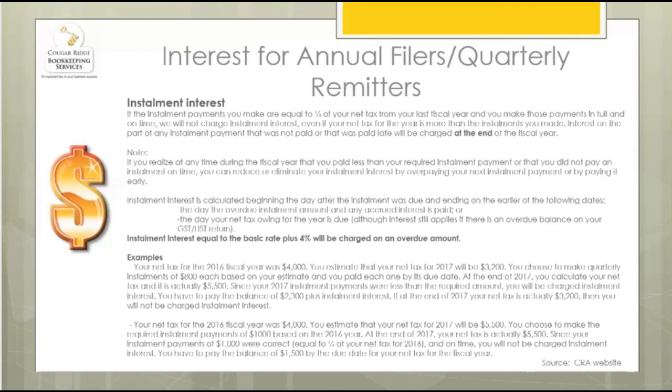So here's an example. If your net tax for 2016, so the net amount of GST that you owe for 2016, was $4,000, and you've decided or estimated that your 2017 is only going to be $3,200 in GST. So you've decided to make the quarterly installments based on what you think your GST will be. So you're going to do a quarter of $3,200, which is $800 each quarter. So that's what you did, and at the end of that year, you calculated your net tax, and actually, you were supposed to have paid $5,500. Since your 2017 installments were less than the required amount, you're going to be charged installment interest, and you will have to pay the balance of that $2,300 plus installment interest.